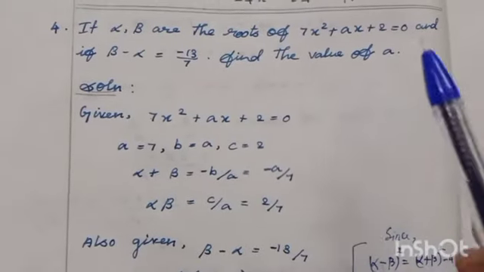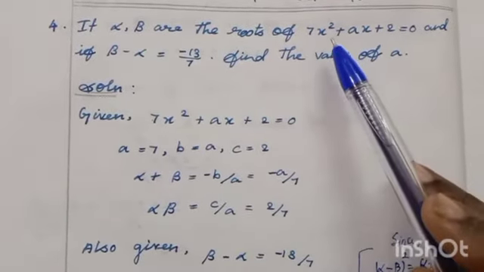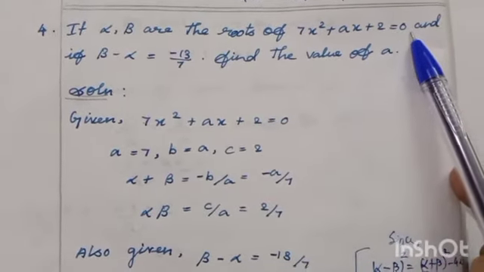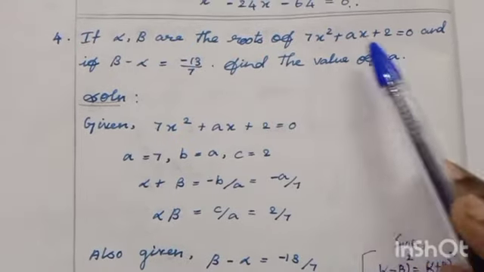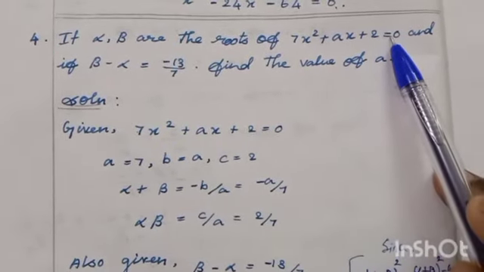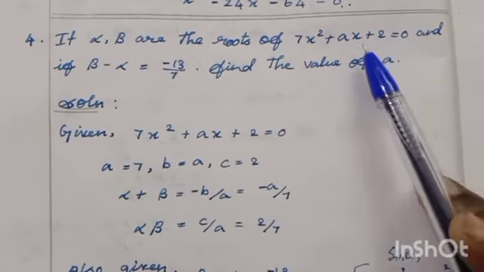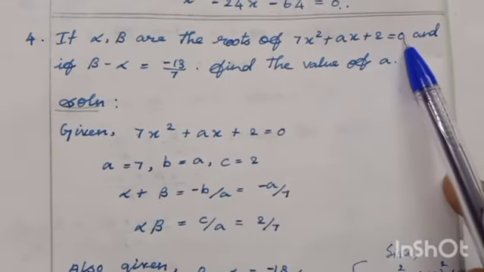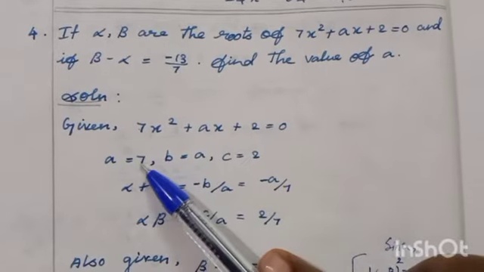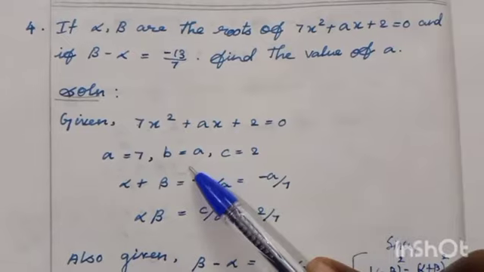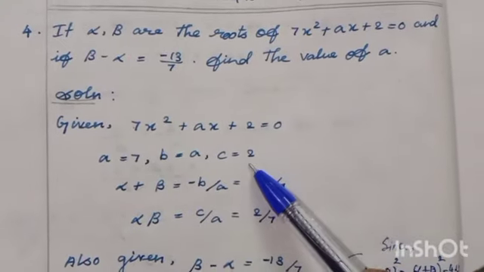Listen students, first you have to write the given quadratic equation: 7x square plus ax plus 2 is equal to 0. Compare it with the general form of the quadratic equation, that is ax square plus bx plus c is equal to 0. So that is a is equal to 7, the coefficient of x is a, so b is equal to a, and c is equal to 2.